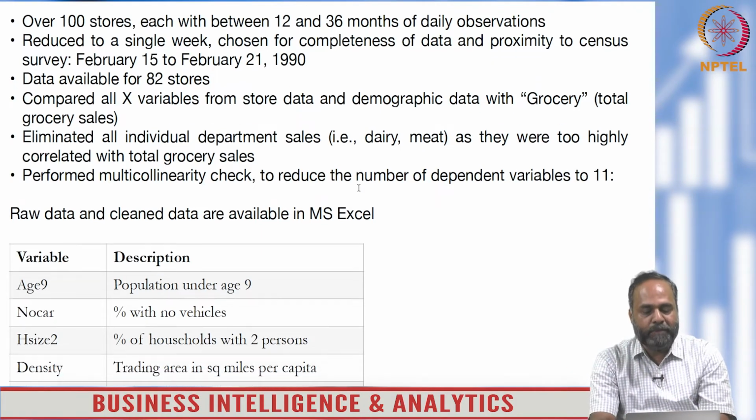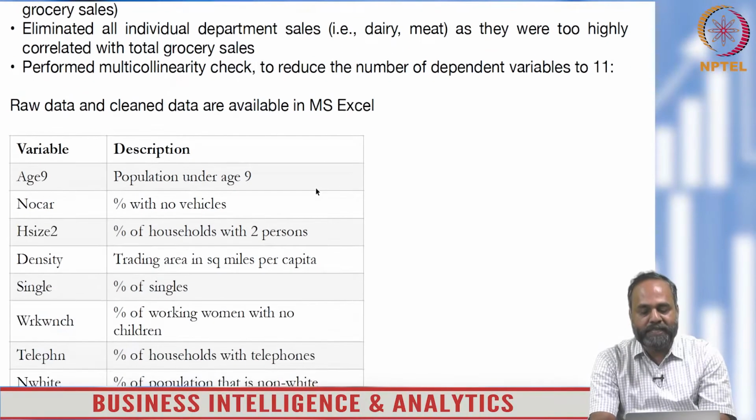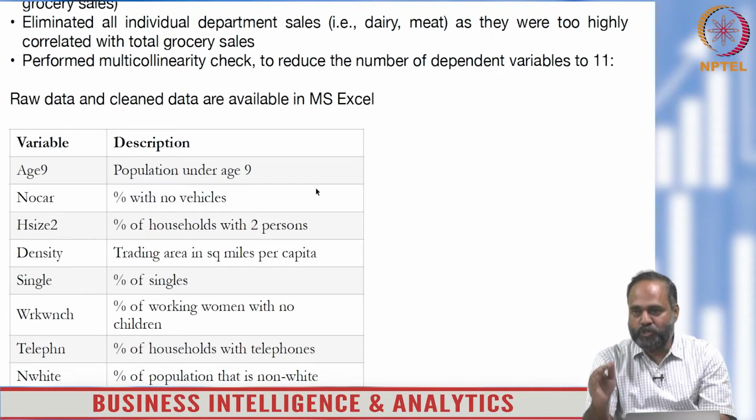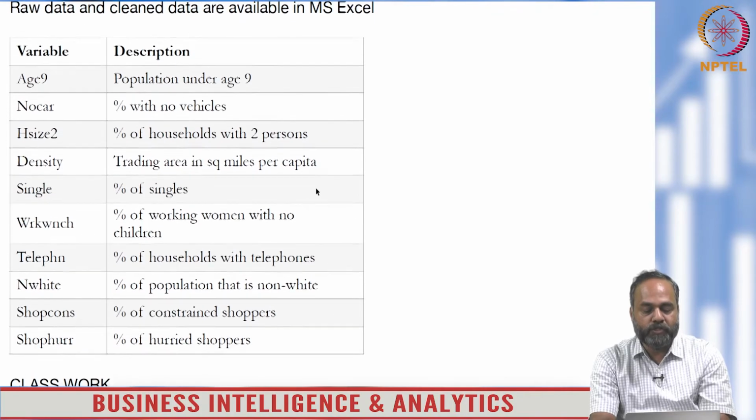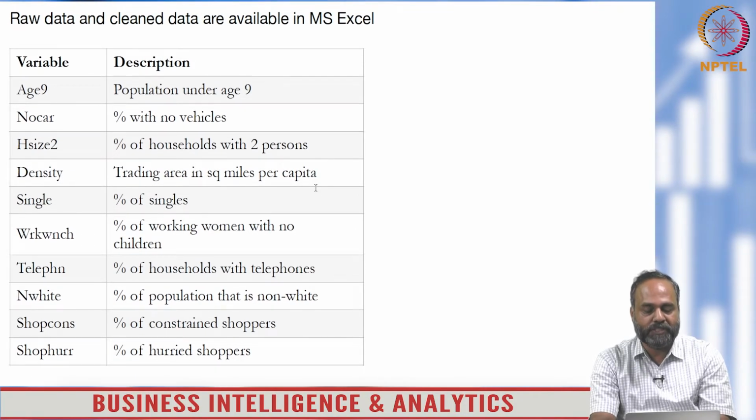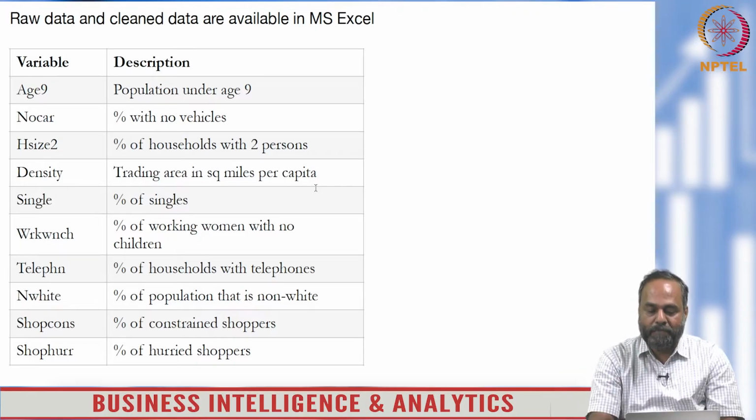So they eliminated all those variables and checked multi-collinearity, and finally you can see the number of variables was reduced to 11. So they reduced the number of variables, and it also led to a reduction in the size of the data because they made it strictly cross-sectional data. So the final variables that emerged are described here in the case, but they have the total sales, right?